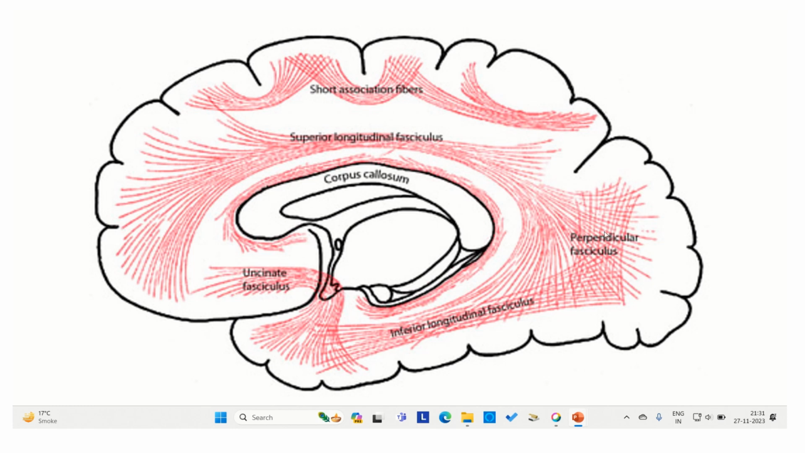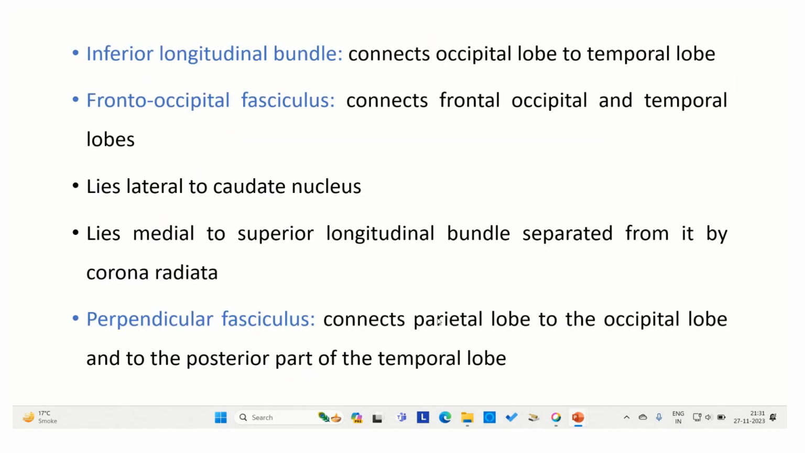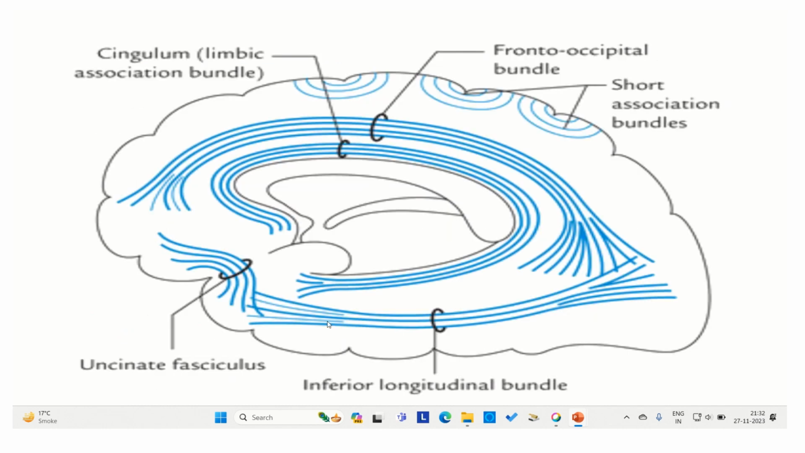You can see here this is the perpendicular fasciculus, this is the inferior longitudinal bundle. The inferior longitudinal bundle connects the occipital lobe to the temporal lobe. Fronto-occipital fasciculus connects frontal, occipital and temporal lobes. In the earlier diagram we didn't see this because it lies lateral to the caudate nucleus and medial to the superior longitudinal bundle, separated from it by the corona radiata. So when we are seeing the superior longitudinal bundle in the sagittal section, we will not be able to see the fronto-occipital fasciculus because we need to shift the plane medially. Then the perpendicular fasciculus connects the parietal lobe to the occipital lobe and to the posterior part of the temporal lobe. You can see here this is the fronto-occipital bundle.